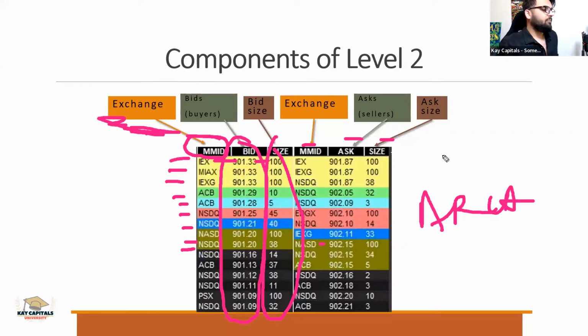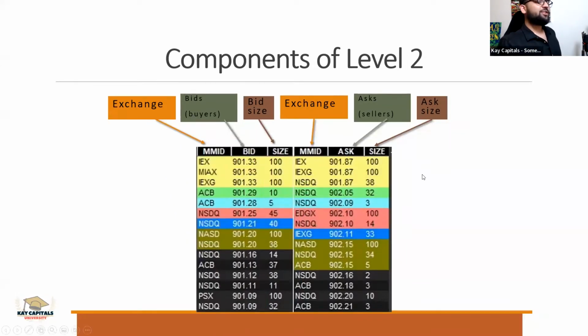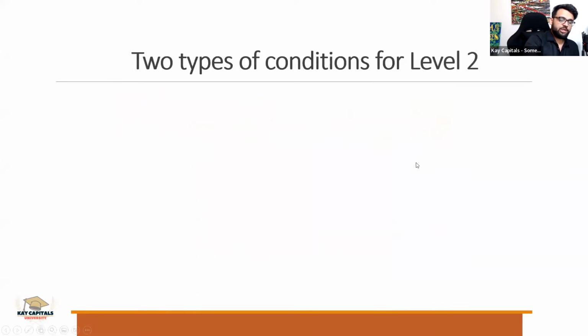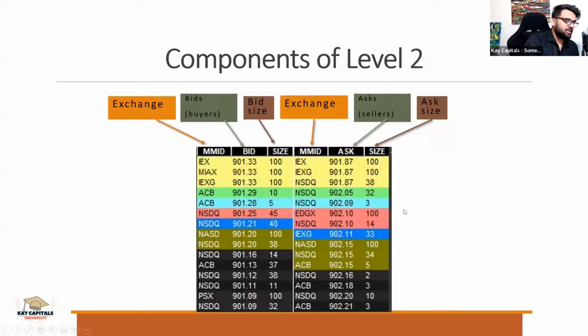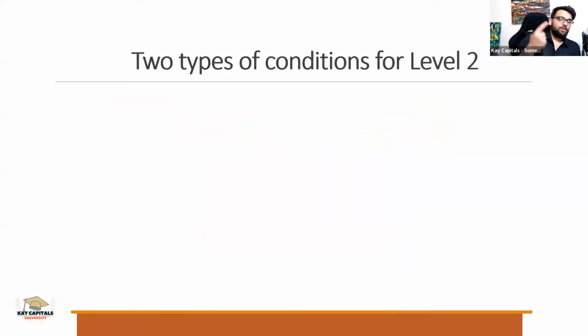All right. So these are the components of level 2. Now, out of the whole noise on the internet about level 2, there are only 2 conditions that you need to be careful of. 2 conditions for either side, for the bids and asks. 2 and 2. There's nothing else. The first one, I like to call stacked. The second is thin. That's level 2, stacked and thin.